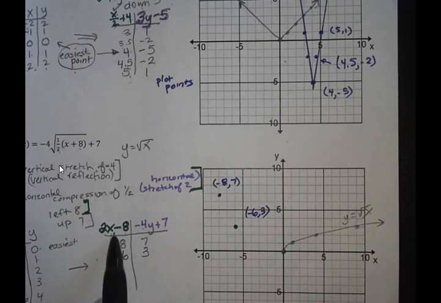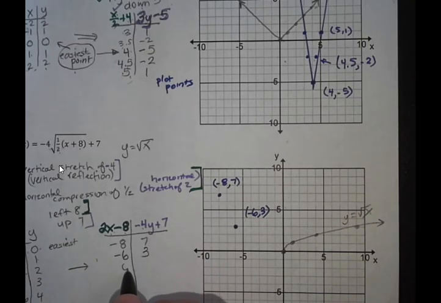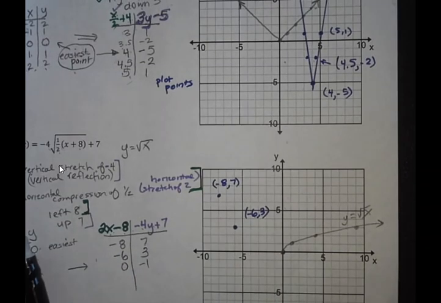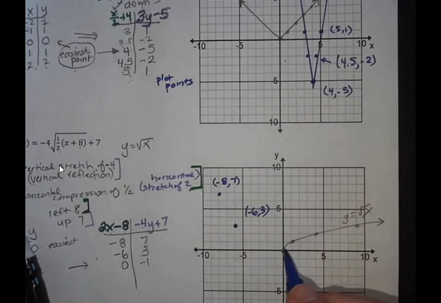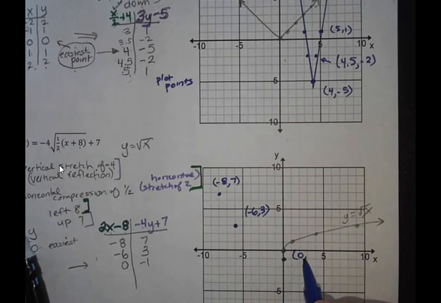4 into x, 4 times 2 is 8. Minus 8 is 0. 2 times negative 4 is negative 8 plus 1 plus 7 is negative 1. So my next point is at 0, negative 1. And so on.